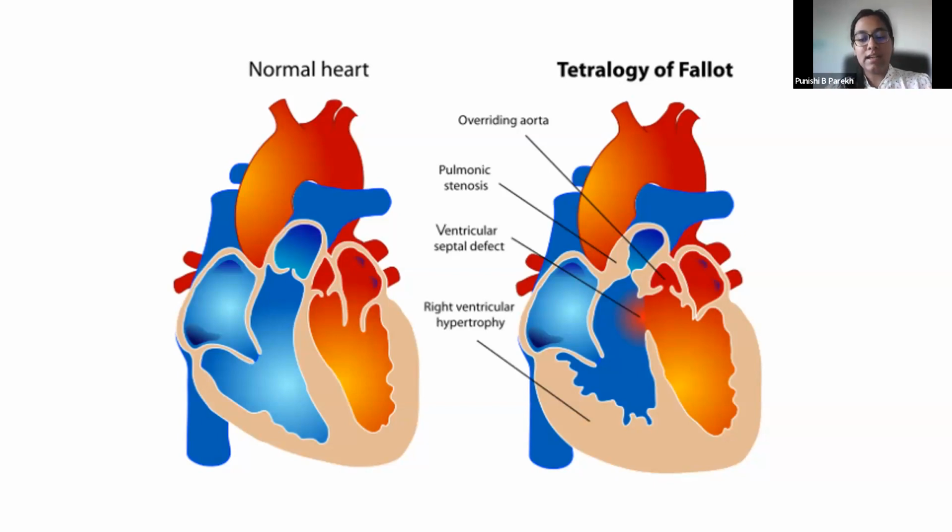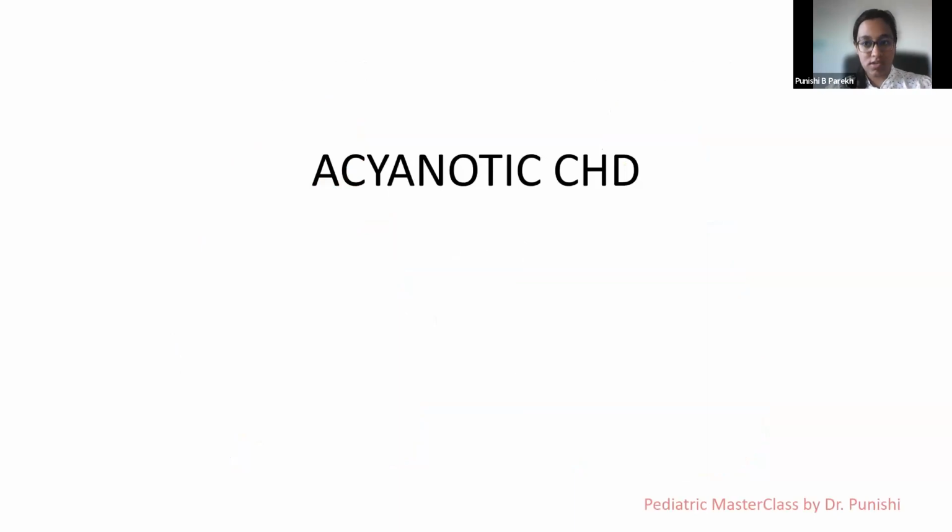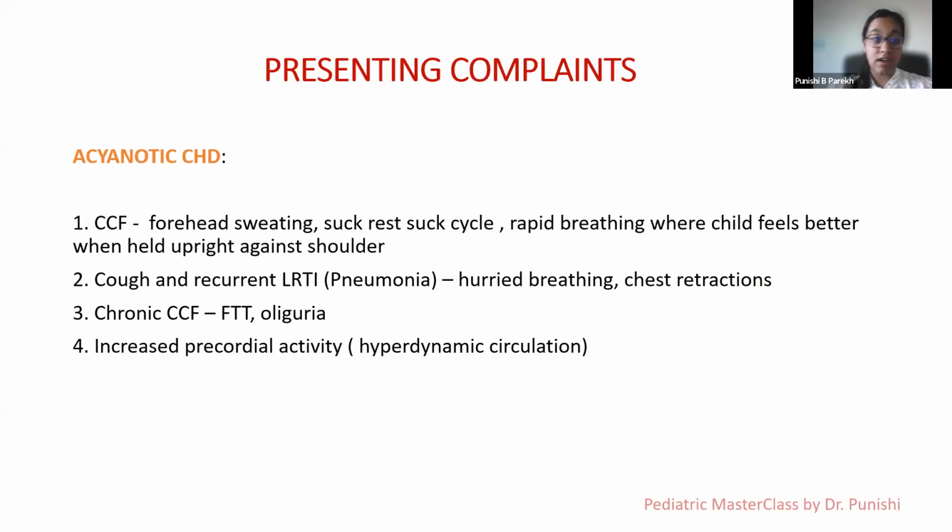Keeping these concepts in mind, let's look at what happens in an acyanotic CHD. What are the common presenting complaints in an acyanotic heart disease? The first one is signs of congestive cardiac failure, or I would rather say symptoms of congestive cardiac failure. You've heard these terms very, very often: forehead sweating and suck-rest-suck cycle. What do these two terms signify? Forehead sweating and the suck-rest-suck cycle are both indicative of congestive cardiac failure.